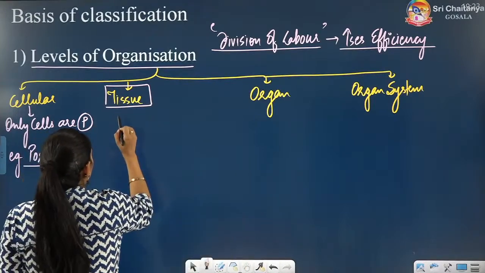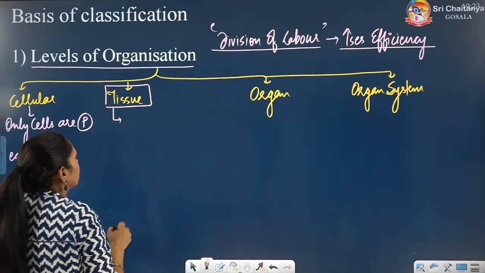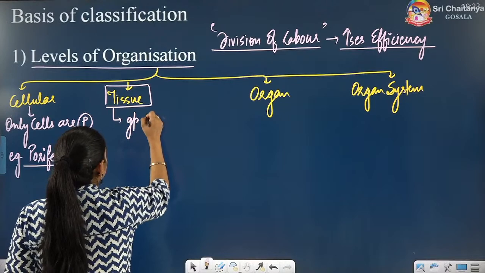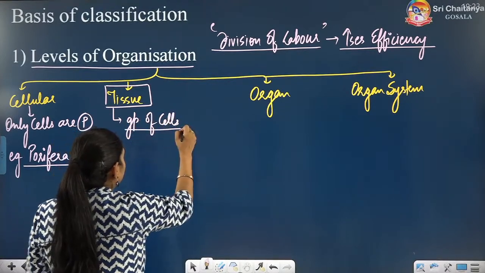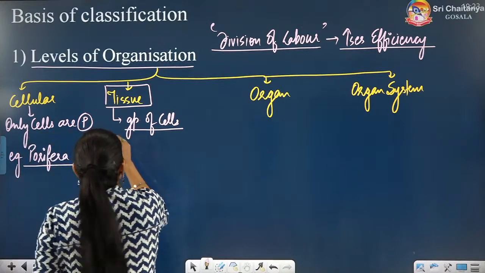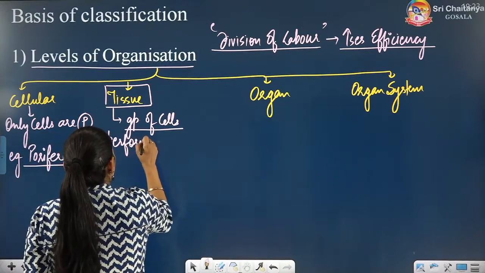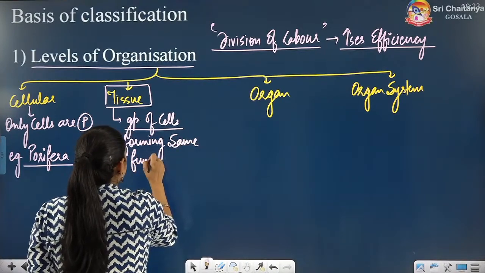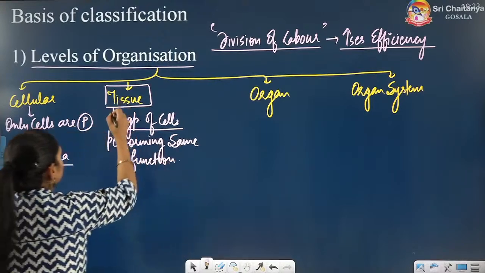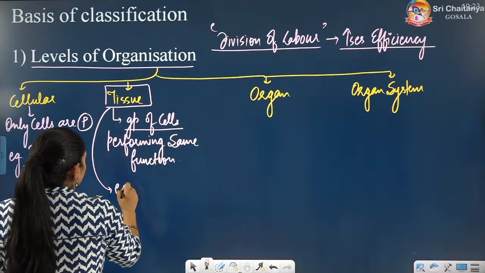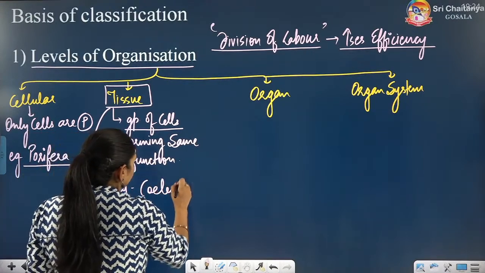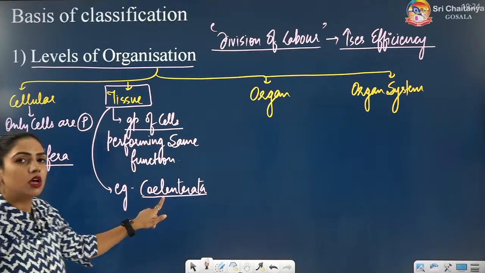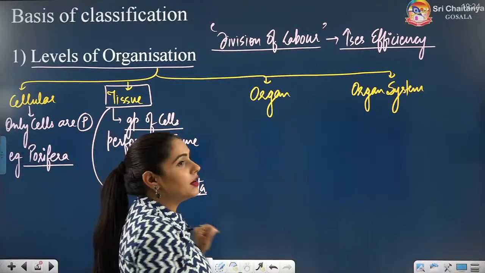When tissues are formed, they are first seen in phylum Coelenterata. Tissues are groups of cells, as I have already told, which are organized, performing the same function. The phylum in which we have seen tissues for the first time is phylum Coelenterata, everyone.